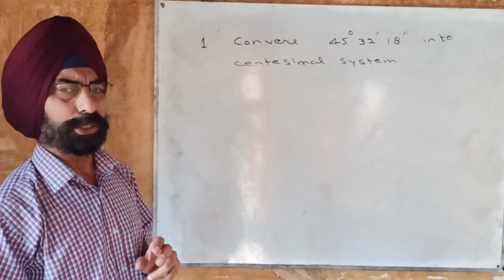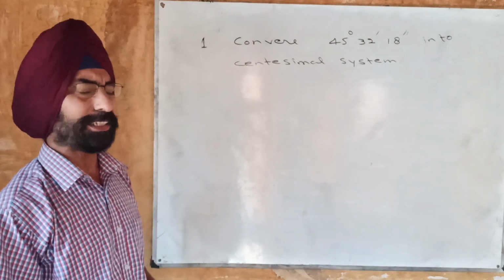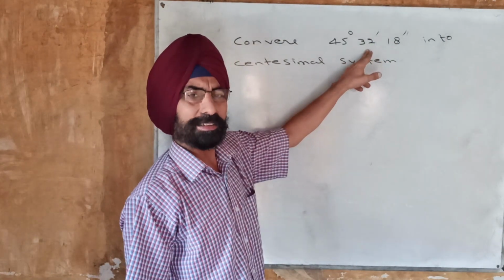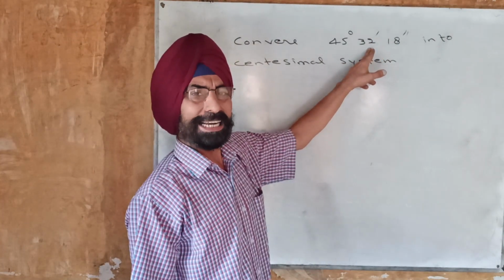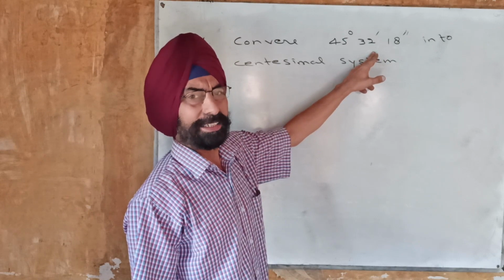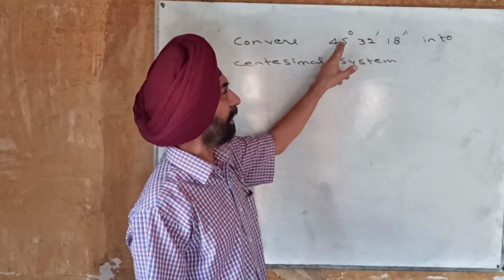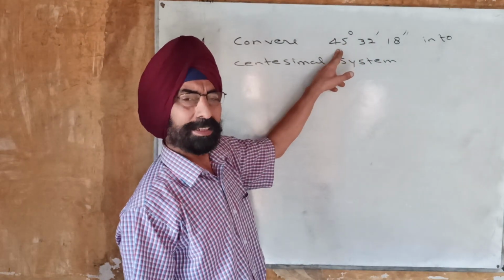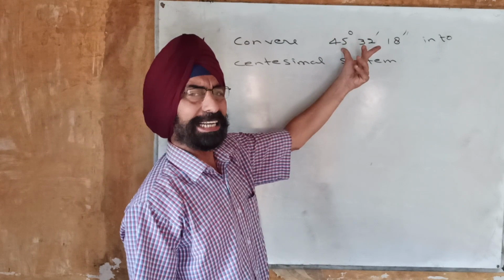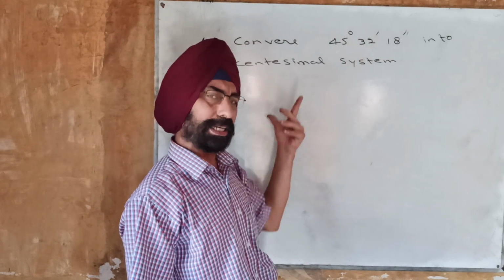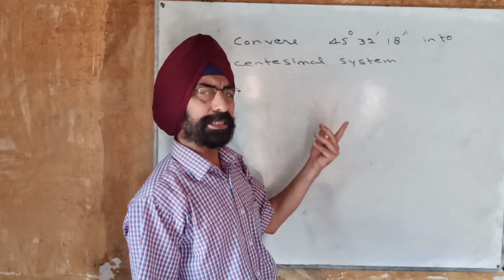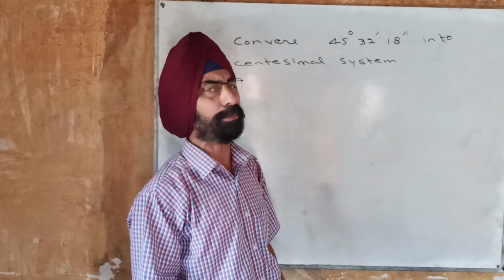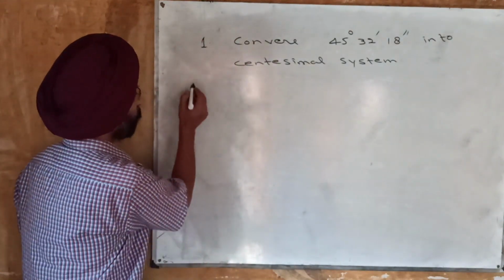So our line of action will be: first, we will convert these seconds into minutes and add them to the minutes. Then we will convert the total minutes into degrees and add them to the 45 degrees. Whatever degrees we get, we will convert into gradients, and the decimal part of the gradients will then be converted into minutes and further into seconds. This will be the line of action. So I am giving the solution here.